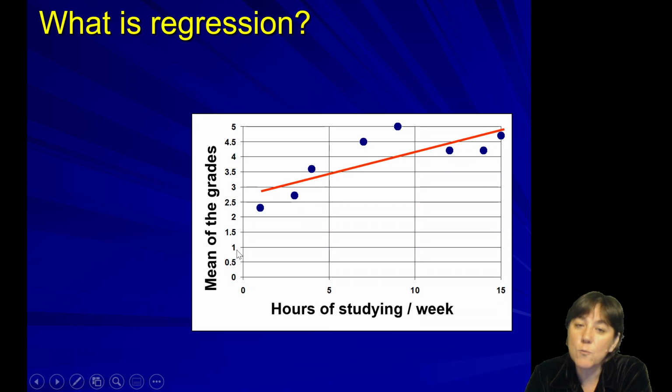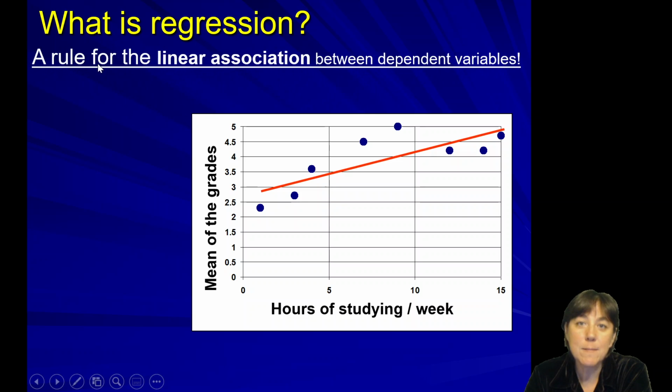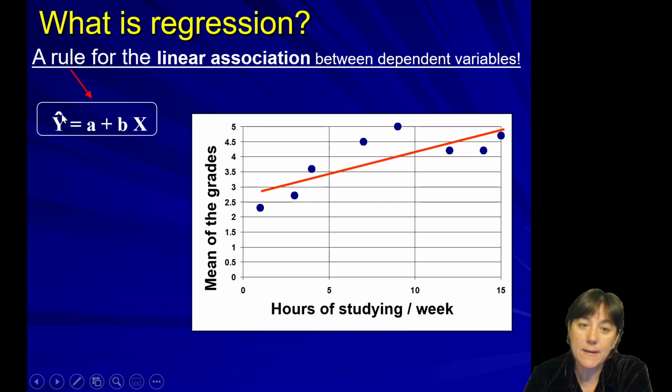Okay? So what is regression? Let's conclude now. This is a simple mathematical or statistical rule for a linear association between dependent variables. The rule is simple. It's the predicted value equals something plus something times what we know. Okay, this is the predictor.